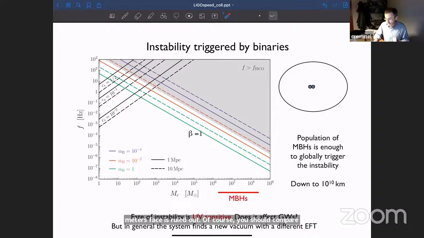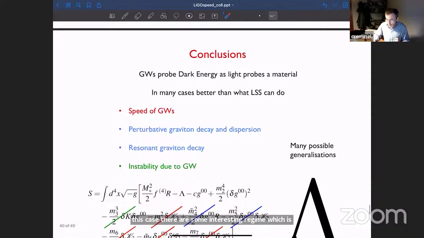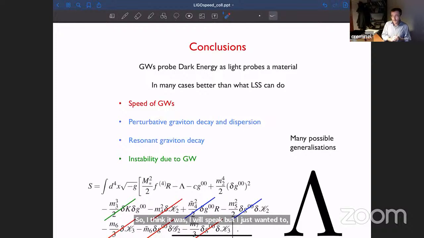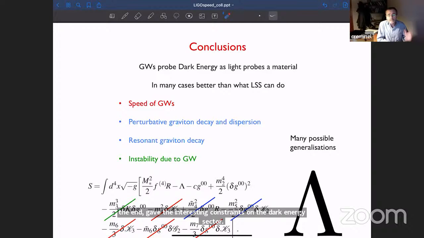So I think I was quick, but I just wanted to sell the idea, not the details, which are a bit complicated. What I wanted to tell you is that in the last few years, the gravitational wave probe opened, and it gave interesting constraints on the dark energy sector. We talked about the speed of gravitational waves. We talked about the possibility of dispersion and absorption of gravitons, resonant decay of gravitational waves, instabilities. So the conclusion is that it may be that at the end, the acceleration is just due to a cosmological constant, which in my view is most likely the simplest and probably true explanation.